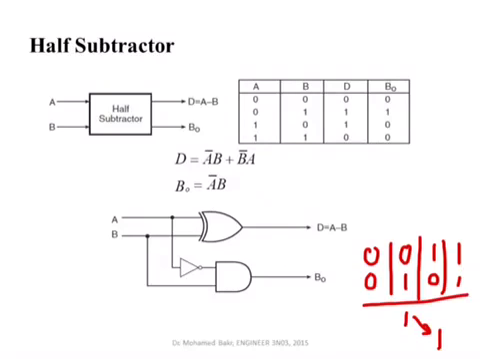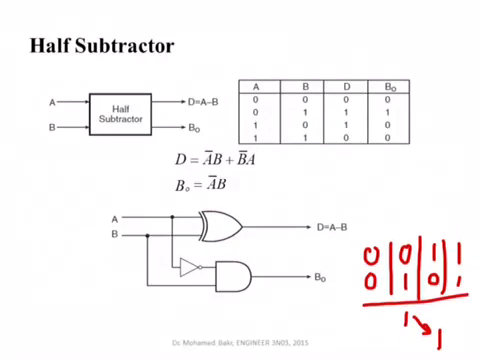Okay, so here, if you take a look at this one here, you can see that the difference is 1 only when only one of A and B is 1. So this is an exclusive OR implementation. Okay, so the difference is 1 only when A is 0 and B is 1, or when A is 1 and B is 0. So this is why we implement the difference as an exclusive OR.